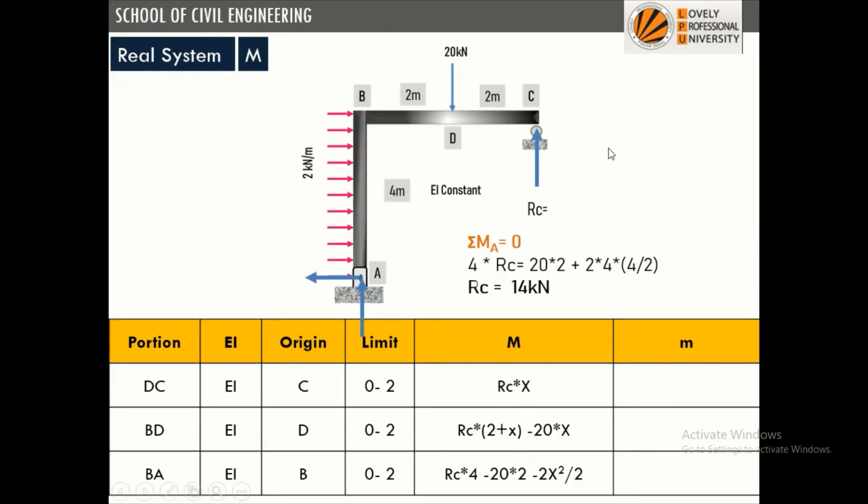So the first step will be to calculate the reactions. There are three reactions: because this is a roller support, one roller reaction will be there, and this is a hinge, so two reactions, one horizontal and one vertical, will be there. But from common sense we can say that we won't require the horizontal and vertical reactions at A. So the only thing we want is the value of RC, and in one step we can find RC by taking moment at A.